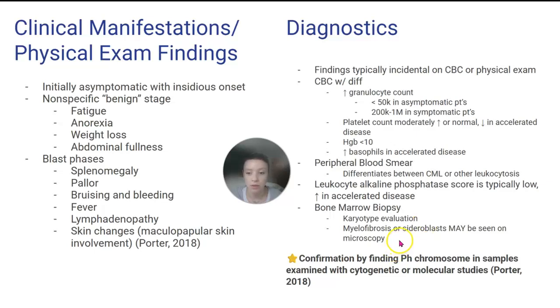Myelofibrosis or sideroblasts may be seen on the microscopy, but confirmation of this diagnosis is going to be by finding the PH chromosome in samples examined with cytogenetic or molecular studies. Now, I will also make a note that less than 5% of CML cases do not have the PH chromosome, and then additional tests can be done to confirm that diagnosis.